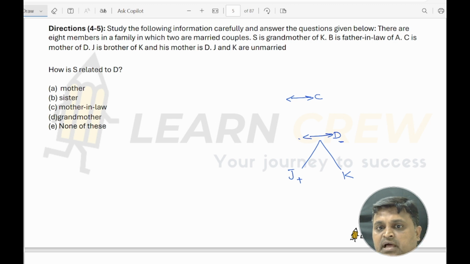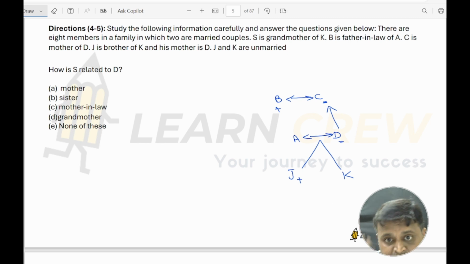B is the father-in-law of A. B is the father-in-law of A means B is the father-in-law of A. C is the mother of D.